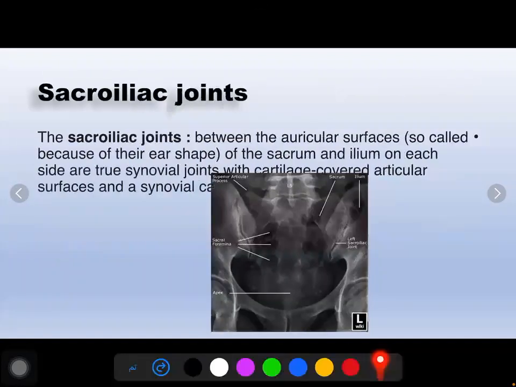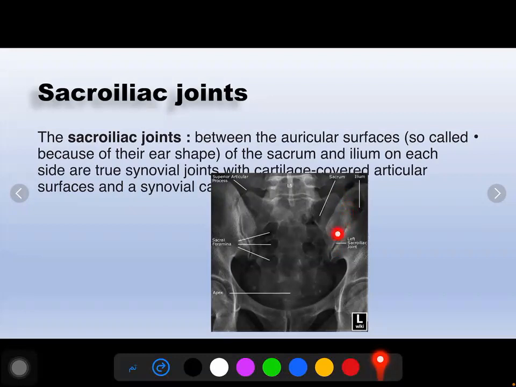The sacroiliac joint, as we mentioned, is formed between the auricular surface of the sacrum. This is the sacral bone, a triangular bone, and this is the ala on each side. This is the auricular surface. These are the four pairs of foramina. So between the auricular surface and the iliac, this is the ilium, they form the sacroiliac joint.